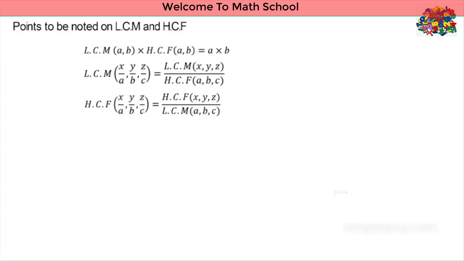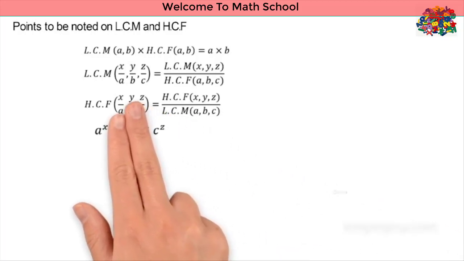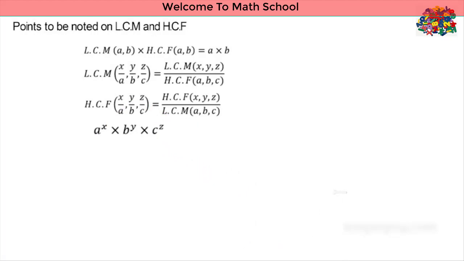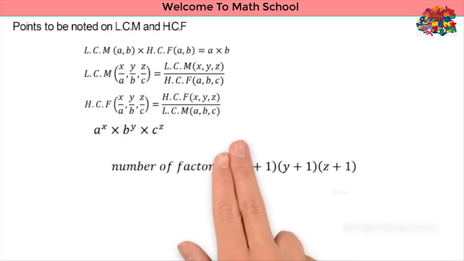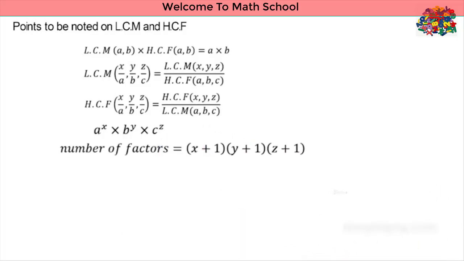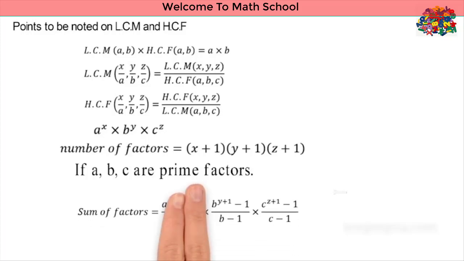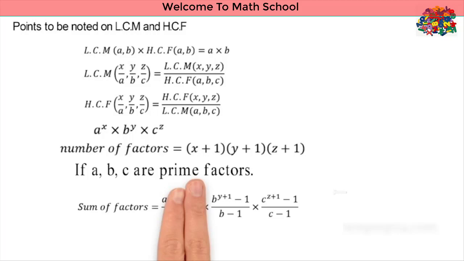Now if the number has been represented as A to the power of X, B to the power of Y and C to the power of Z, where A, B, C are the prime factors, then the total number of factors will be (x plus 1) into (y plus 1) into (z plus 1), and the sum of the factors will be equal to (a to the power of x plus 1 minus 1) divided by (a minus 1), multiplied with (b to the power of y plus 1 minus 1) divided by (b minus 1), multiplied with (c to the power of z plus 1 minus 1) divided by (c minus 1).